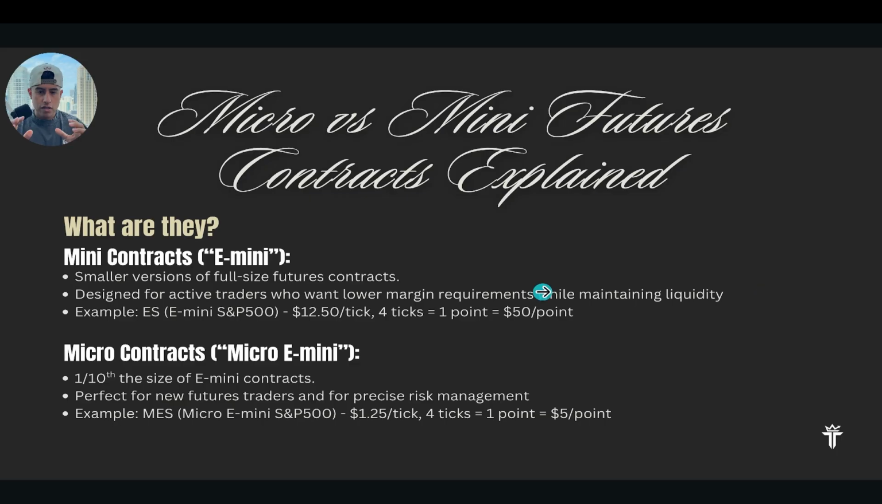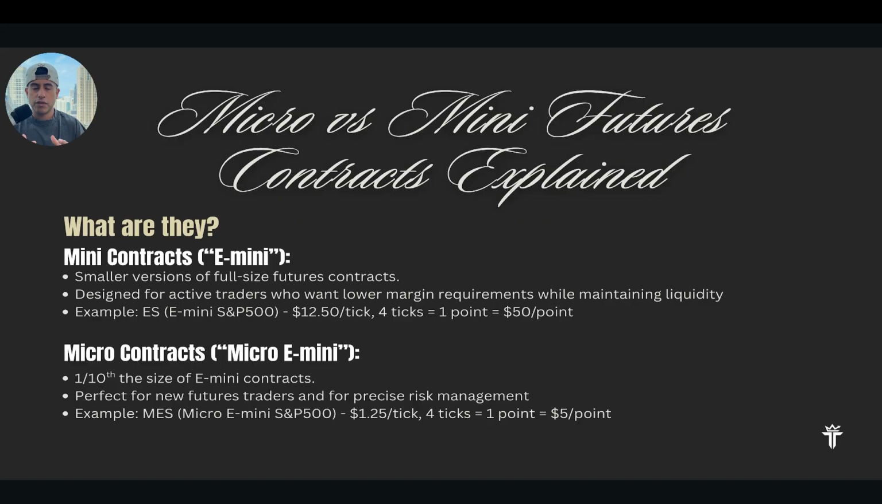Okay, so let's break down micro and mini. So these are the differences. What are they? Mini contracts are smaller versions of full-size futures contracts. Most people are not trading full-size futures contracts. It requires way more money. So you're probably not trading full contracts. Even minis are bigger than what most people are trading anyways. So this is designed for active traders working with multiple five figures, more so six figures, and especially for lower margin requirements.